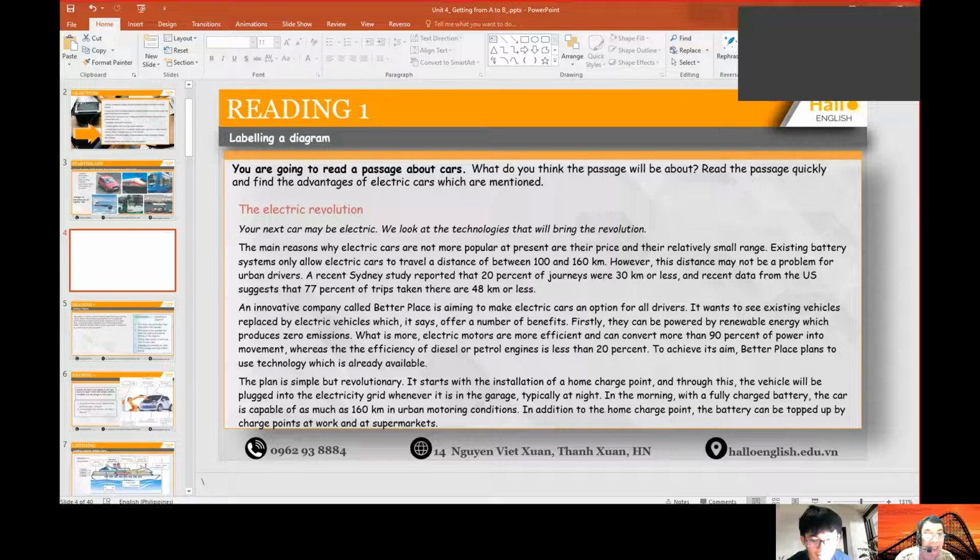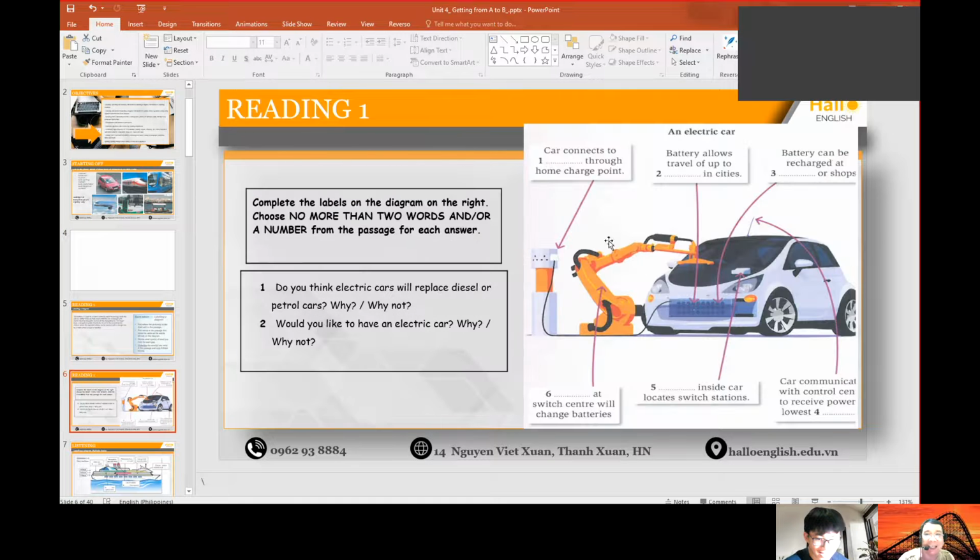Okay. So the car is capable of as much as 160 kilometers in urban conditions. We're talking about the city. So what do you think urban also means? Urban is city. Okay, so it's 160 kilometers in cities. Yes, that's correct.